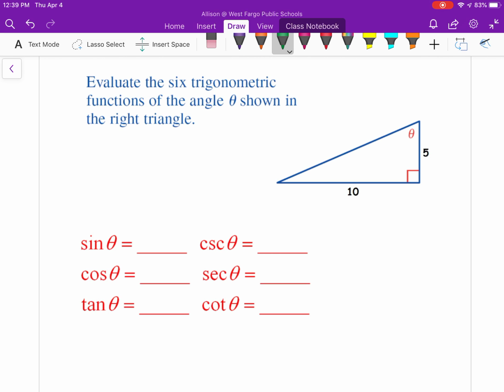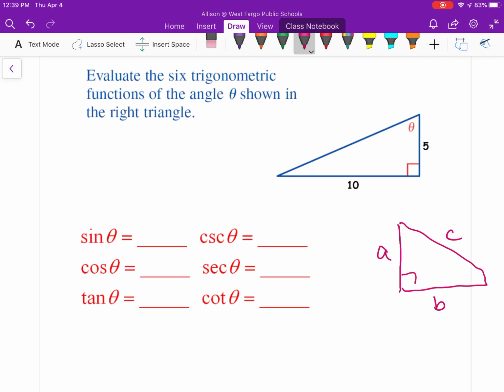Okay, here we're going to evaluate the 6 trigonometric functions of the angle theta shown in the right triangle. But you might notice that we're missing the hypotenuse. If you recall, we have a formula called the Pythagorean Theorem that tells us if we have any right triangle, then the sum of the squares of the legs is equal to the square of the hypotenuse, which means that the formula is a squared plus b squared equals c squared. So the legs squared, if you add those up, equals the hypotenuse squared.